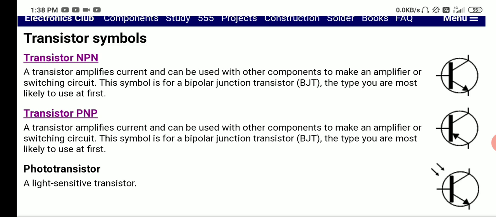If it is in the saturation region, it will allow all the current to pass through it, and that will give you an on condition. And if it is working in the cutoff condition, it will not allow even a small amount of current to pass through it, and it will behave as an off condition.